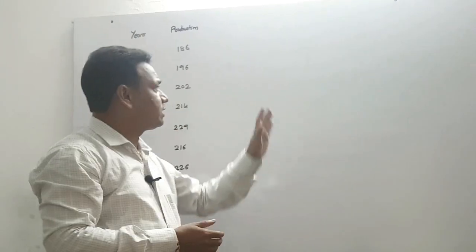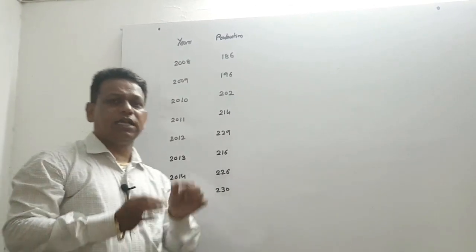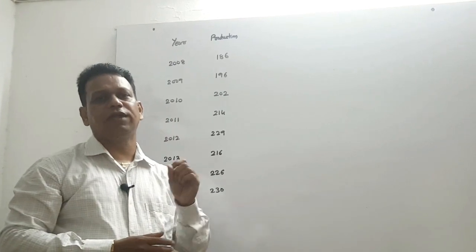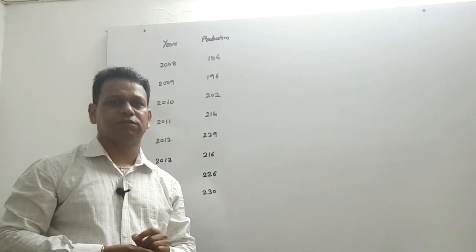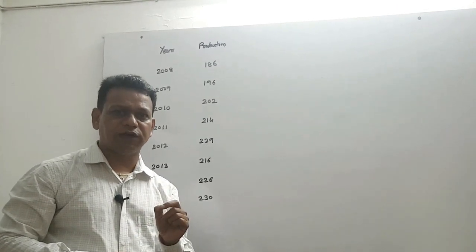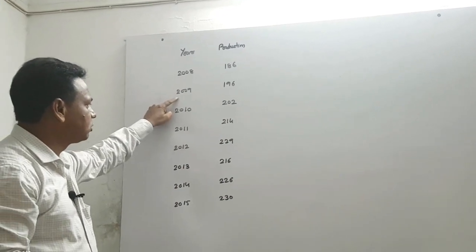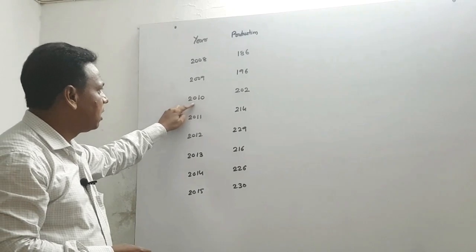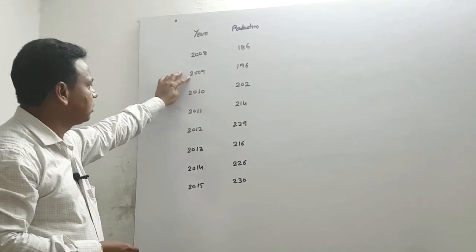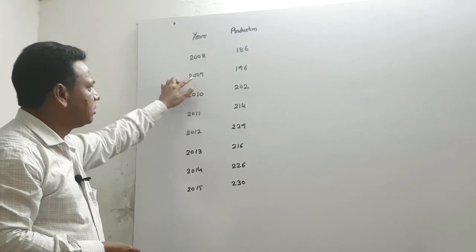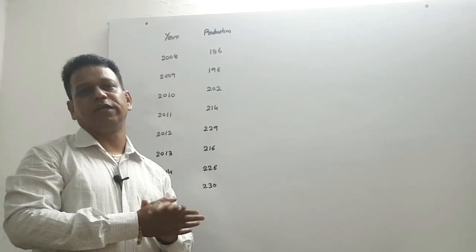Now for this example, the data is available from 2008 to 2015, but there is a clear instruction that we have to take average production as the base production. So which average have we taken? They have given three different years, 2008, 2009 and 2010. I think I made a mistake, it is 2009. These are the years 2009, 10 and 11. These 3 years' average we have to take as the base year average.